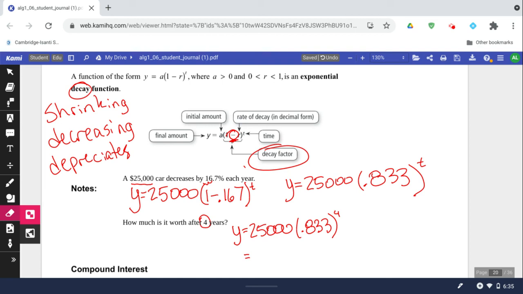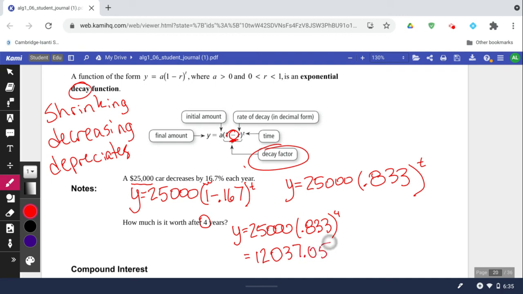I get 0.48 and then a big long decimal. I'm going to multiply that by 25,000. I get, that's the eraser. I get $12,037. I'm going to go to the nearest cent, so I get 12,037.05, and 5 cents.